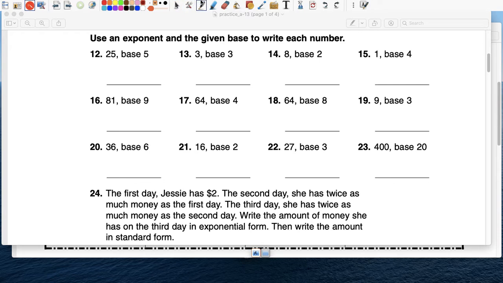So again, you're asking if the base is 5, what exponent can I put inside this box that gives you 25? That'd be 5 to the 2nd power, because 5 times 5 is 25. Base is 3. What exponent can I put over here to give me the answer of 3? That would be 3 to the 1st power.